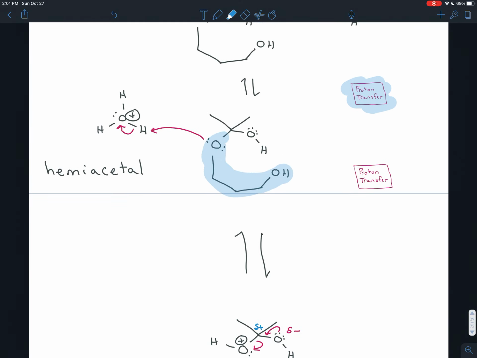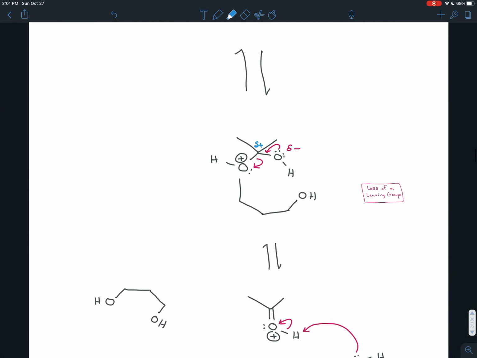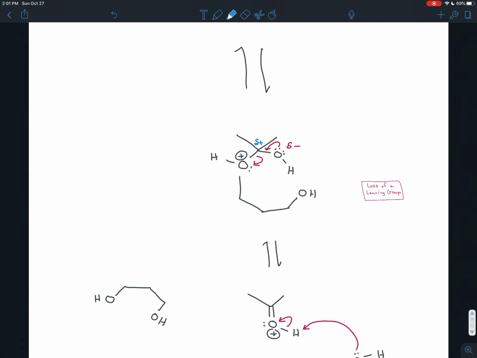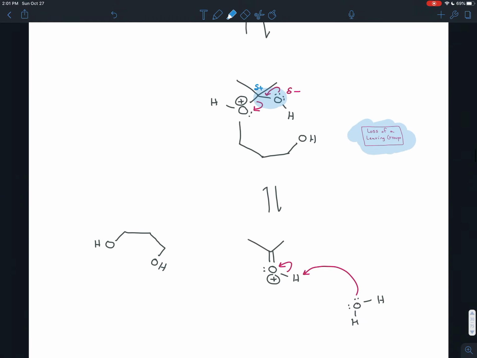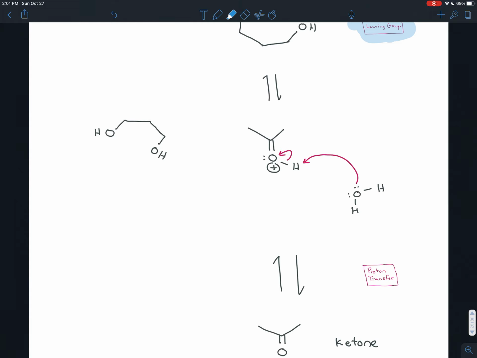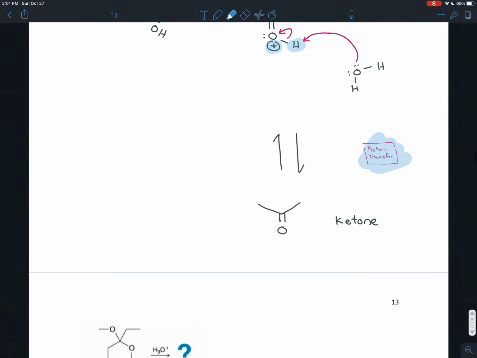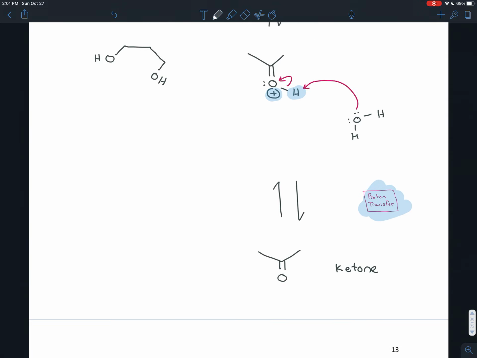Once we had the hemiacetal, we just need to remove the other ether. Right now it's a bad leaving group, so we did a proton transfer to turn it into a better leaving group. Once it was a good leaving group, we only needed a small push from the alcohol, and we kicked the leaving group off, loss of a leaving group. The molecule that we were left with was almost the ketone. We just had to stabilize the positive charge on it by doing a proton transfer, and we're left with the ketone.